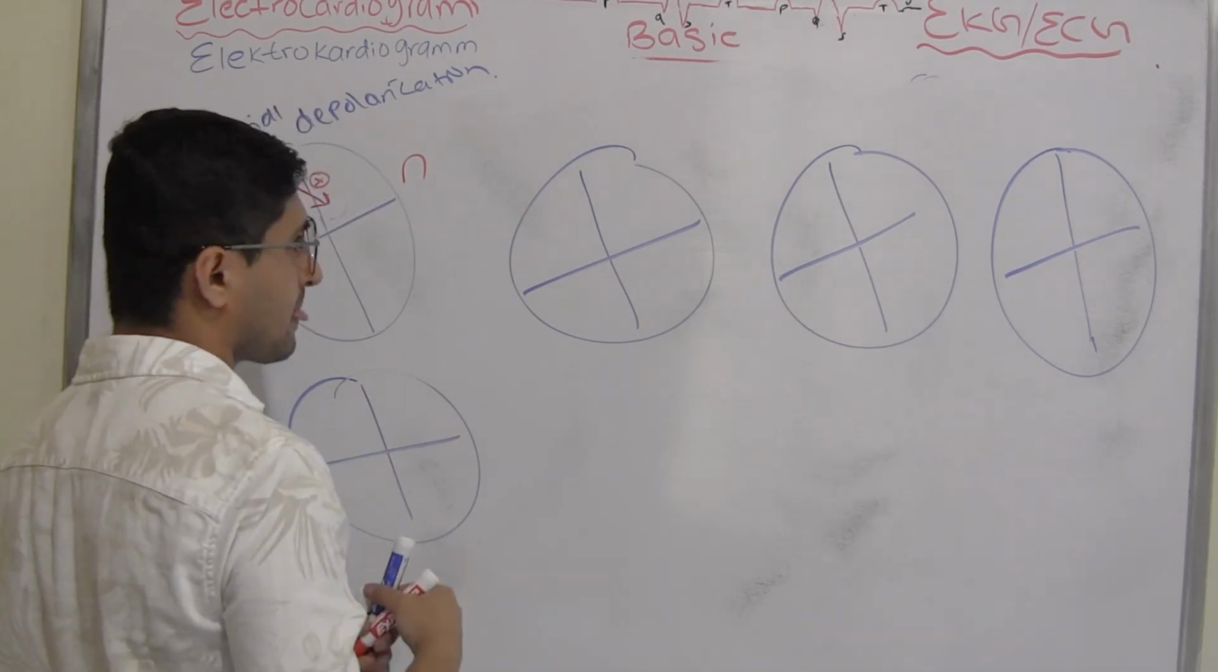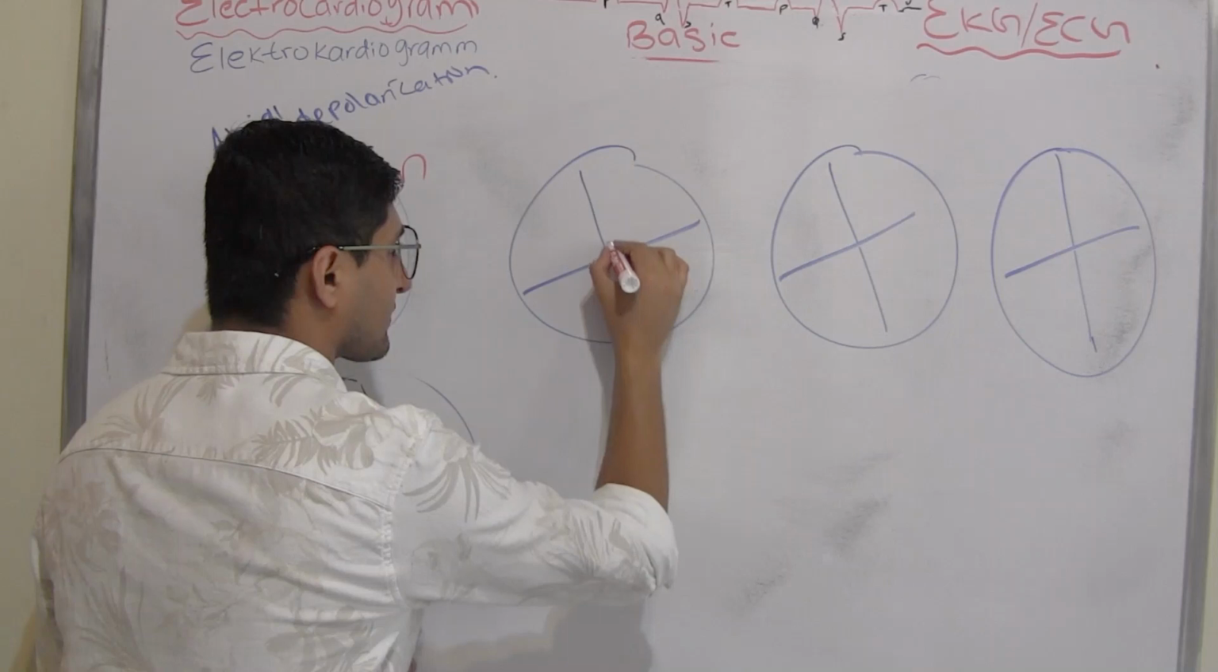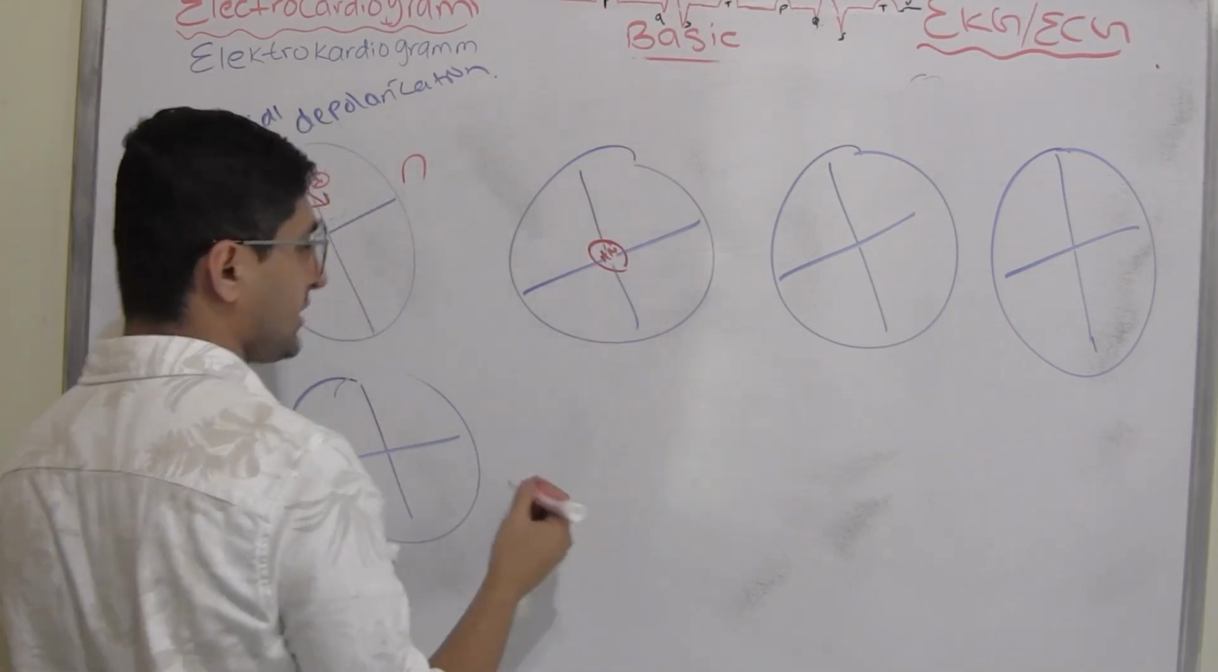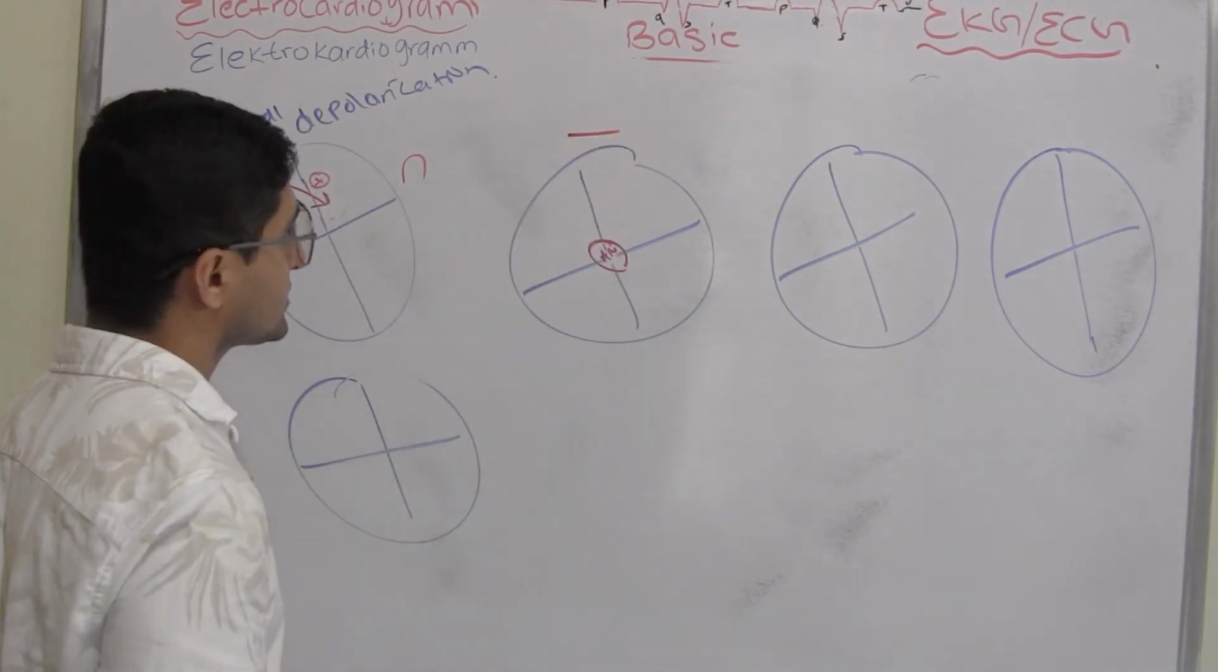Then let's say the AV node. What happens at the AV node? This is my AV node, right? Because of this, there is a flat line produced.